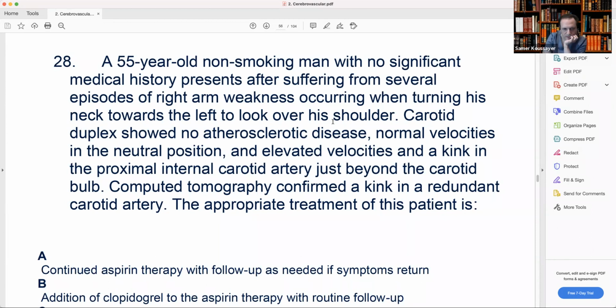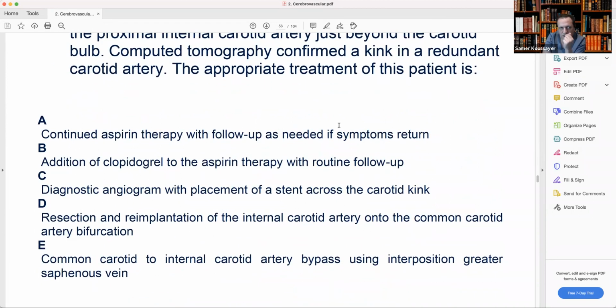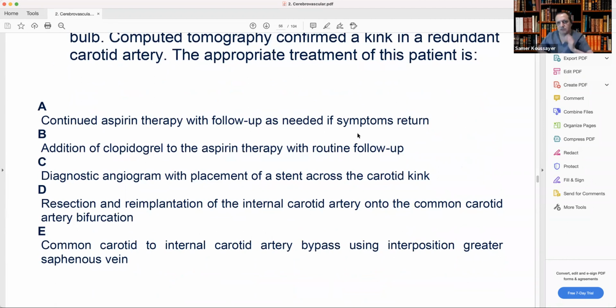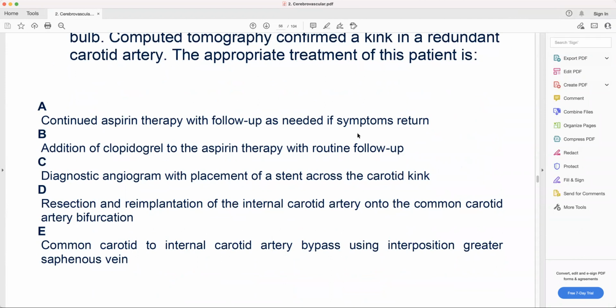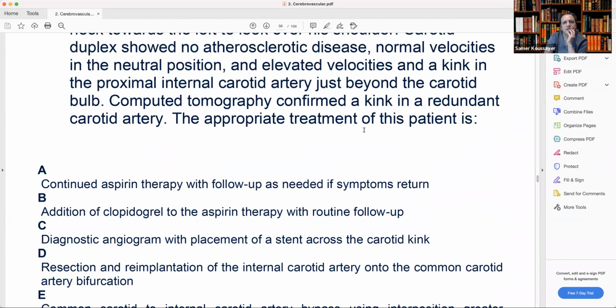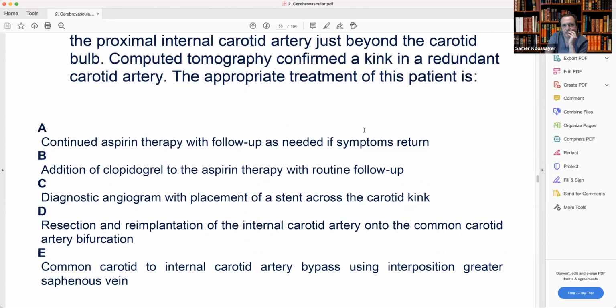So let's go now with these options. He's asymptomatic, he has a kink, and he's already on aspirin. So they said to continue aspirin, follow-up is needed. Is this a good option? Aspirin will not treat his symptoms. Symptomatic, yeah. And he's already on aspirin, right? Let me see. Yes, I think he's already on it, but anyway, he's symptomatic and has a kink.